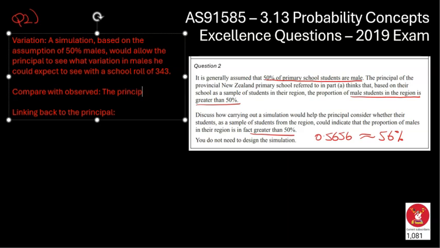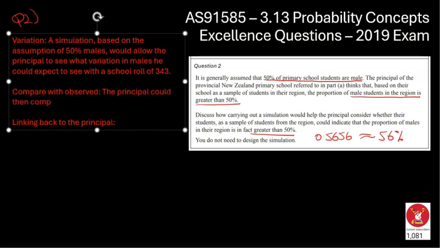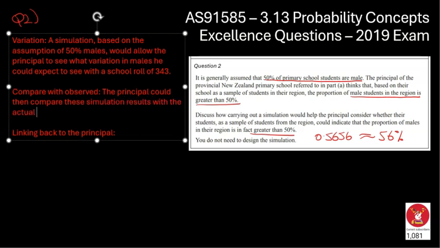So the principal could then compare these simulation results with the actual data of 194 males, and that being 56.56%. And then following that, once he's got the simulated data and he's making the comparison, he's then going to be able to assess how likely it was for him to have 194 males. Was it just a freak? Did that natural variation happen every so often?